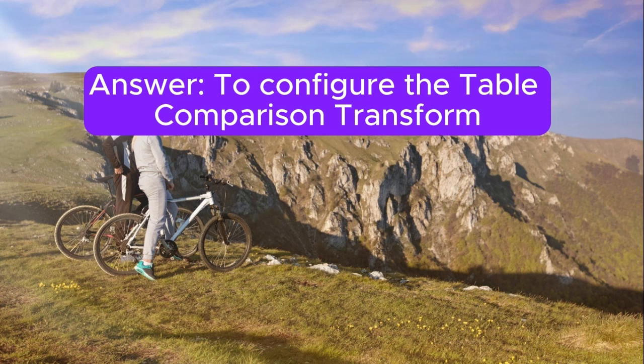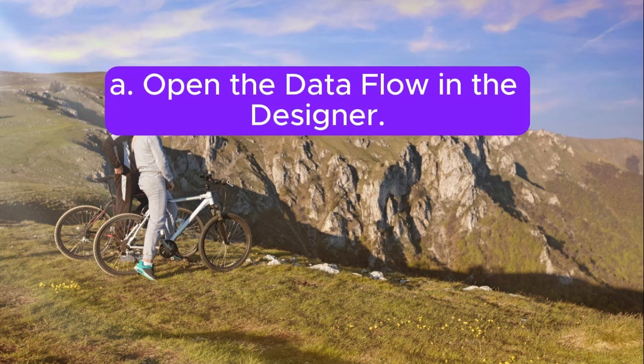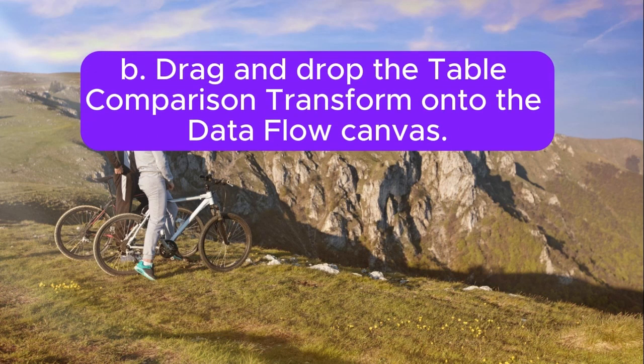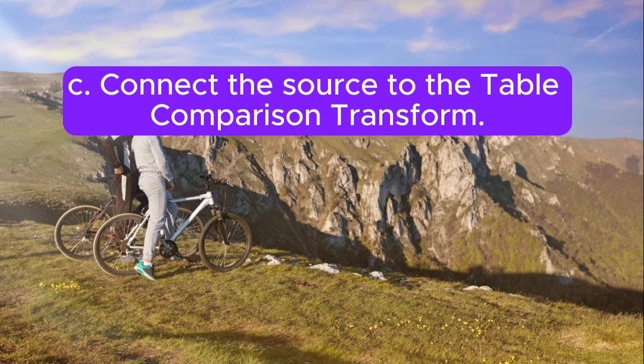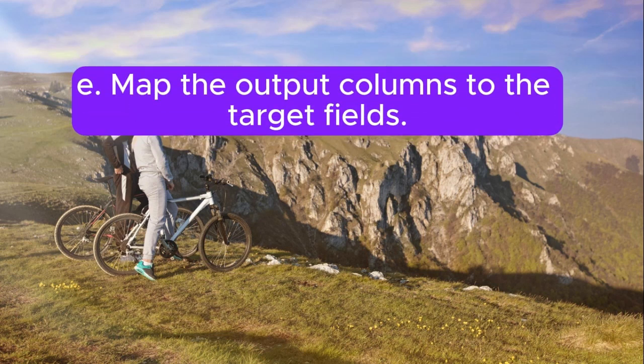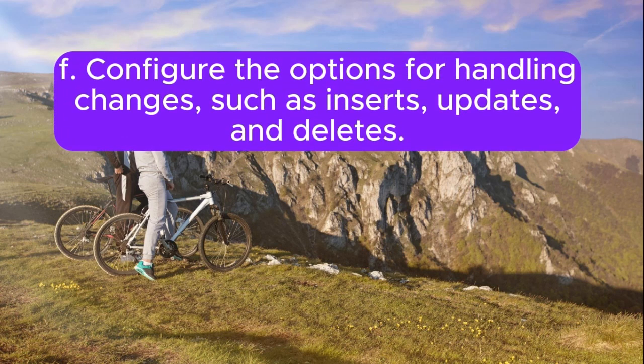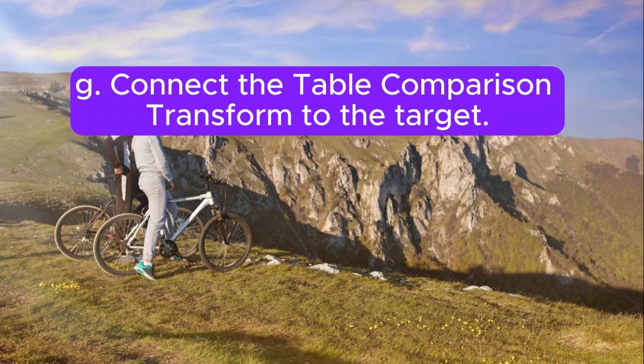31. How do you configure the table comparison transform? Answer: To configure the table comparison transform. A. Open the data flow in the designer. B. Drag and drop the table comparison transform onto the data flow canvas. C. Connect the source to the table comparison transform. D. Define the reference table and specify the key columns for comparison. E. Map the output columns to the target fields. F. Configure the options for handling changes, such as inserts, updates, and deletes. G. Connect the table comparison transform to the target.